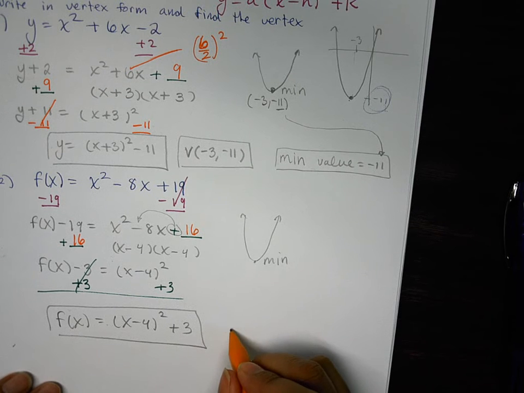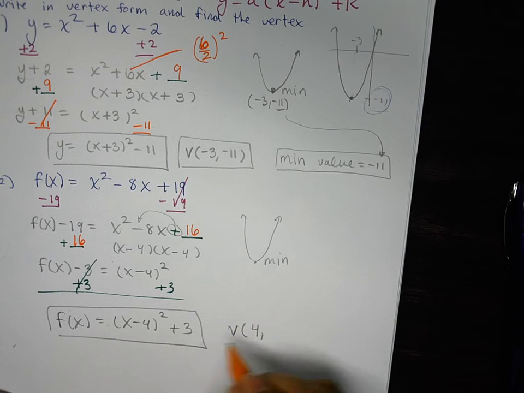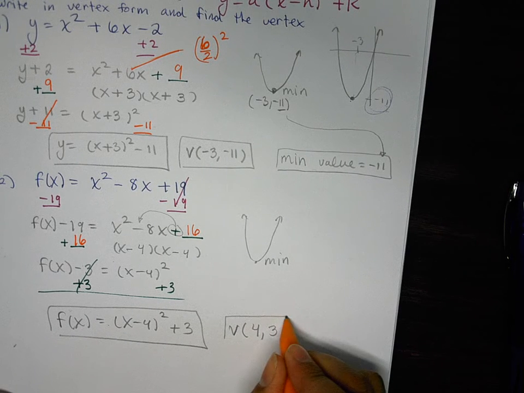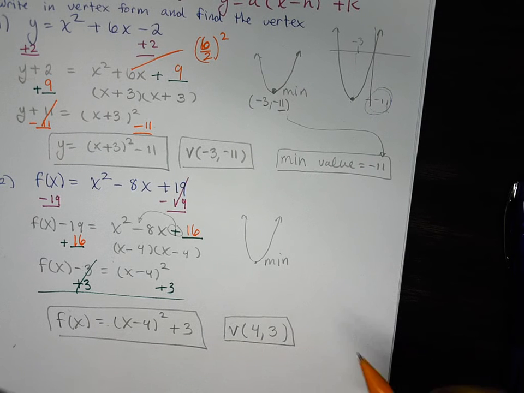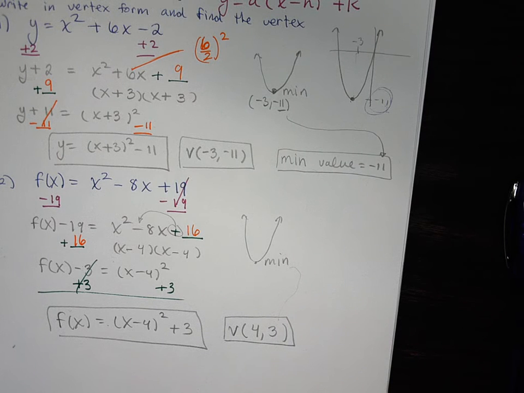All right. What is the vertex? Opposite of inside, outside stays the same. What do we get? Positive 4, positive 3. Now I already kind of put it on the paper. Would it have a maximum or a minimum? What would the minimum value be? 3. All right.